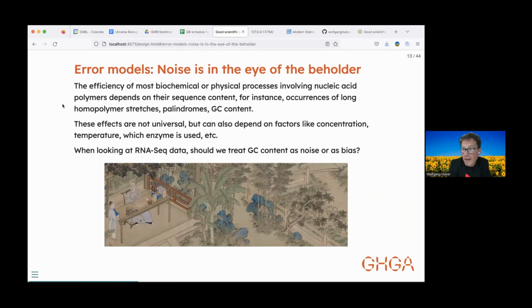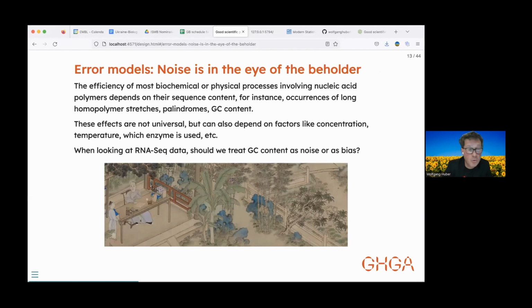Which brings us to the topic of error models and linear models. I already mentioned this. Just to start, the efficiency of most biochemical or physical processes that involve nucleic acids, so for instance DNA sequencing or RNA sequencing, depends on their sequence content. For instance, the occurrence of long homopolymer stretches or also GC content. It's a pretty common law of biochemistry and bioinformatics that everything depends on GC content, whatever you look at. But those effects also are not universal.